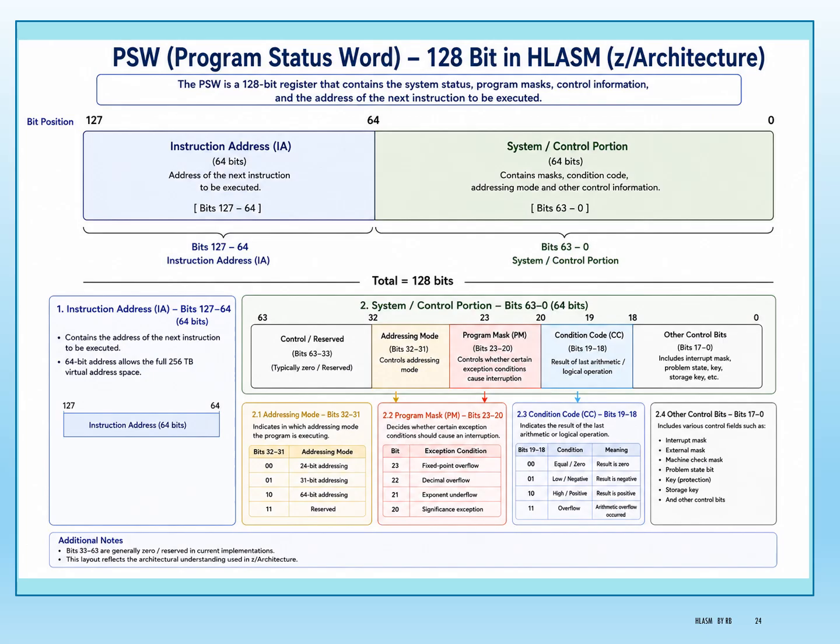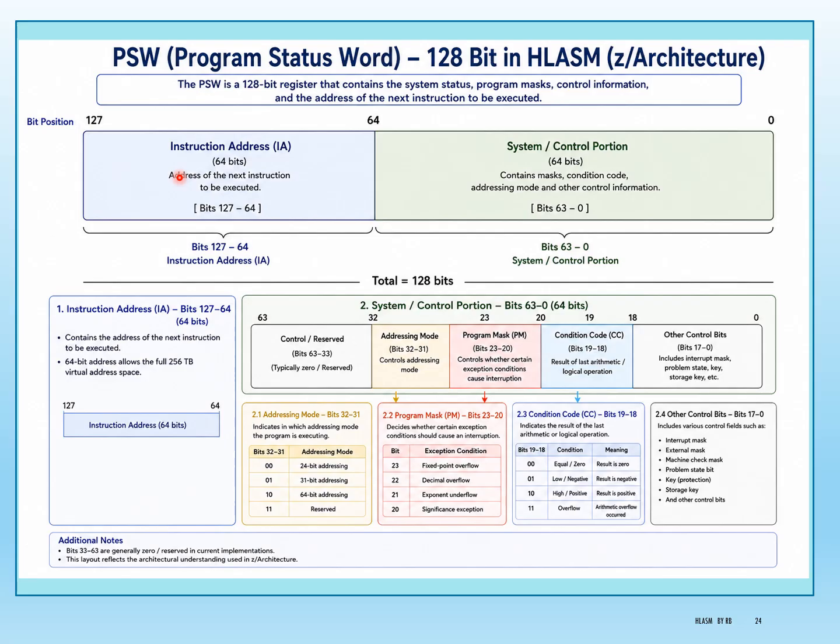Here is the PSW which we are talking about all along. This is 128 bits, unlike our registers which are 64 bits long. If you look at it from 0 to 127, the higher part of it, that is 64 to 127, is the instruction address. Instruction address of what? Instruction address of the next transaction that is going to happen.